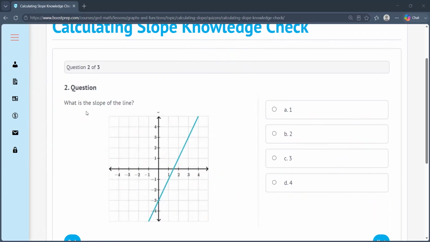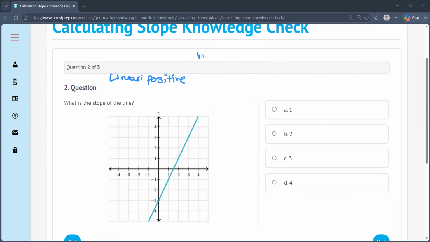So question 2 says, what is the slope of this line? It's not horizontal or vertical. They give you a line and it's positive. It's linear and it's going positive. So unfortunately, we can't eliminate any of these because they're all positive. One is positive, 2, 3, and 4.